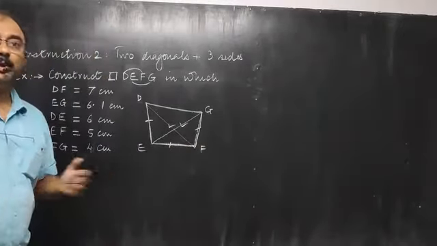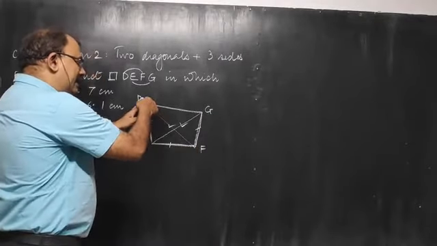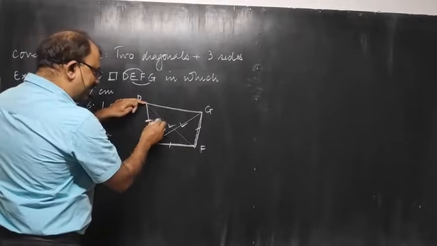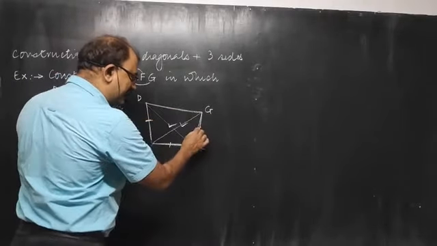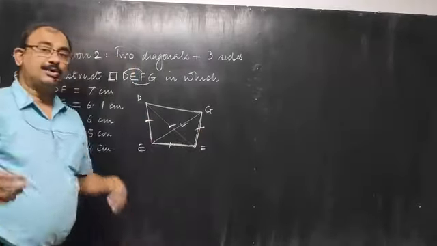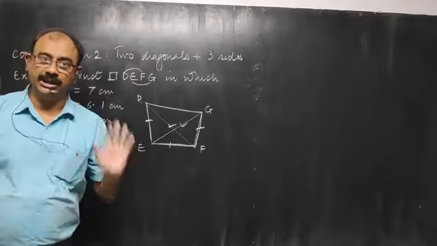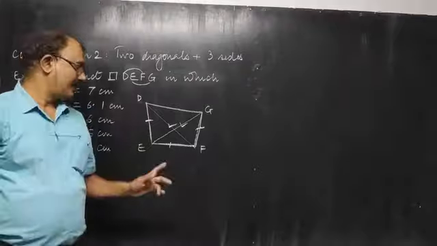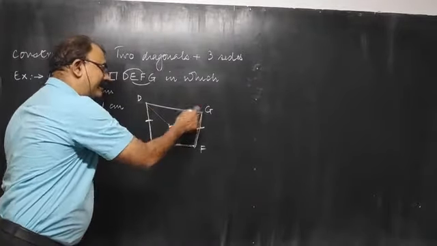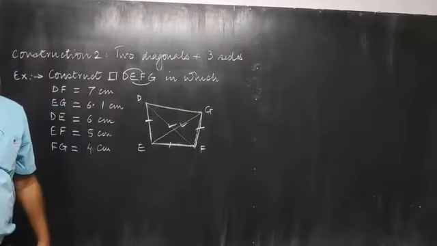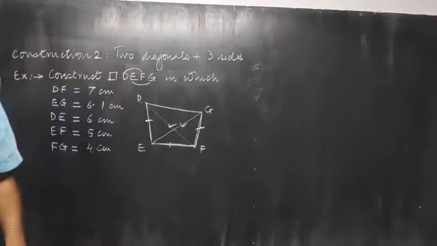Then what will we do? With this as the base, we will get point D using this side and this diagonal, and we will get point G using this side and this diagonal. So again it is the construction of two triangles only. One triangle like this, another triangle like this, join D with G, and you get the quadrilateral DEFG.